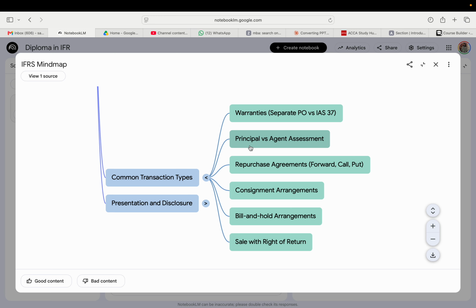The next transaction is principal versus agent, where I am working as an agent selling your good, or I am the main person, the principal, selling the good. How a principal recognizes revenue and how an agent recognizes revenue are different. Then repurchase agreements: forward, call and put options. In lecture 3 you will see how to deal with them. The detailed lecture is on my website. Then consignment arrangement, bill and hold, sale with right of return, all this treatment is there with questions.